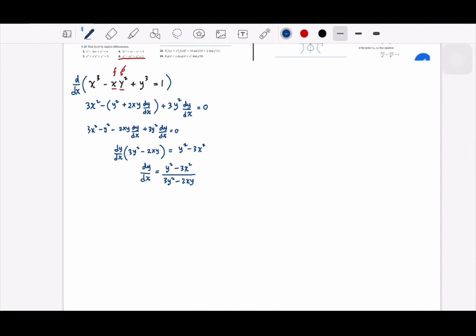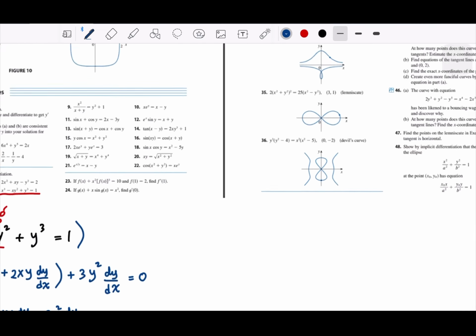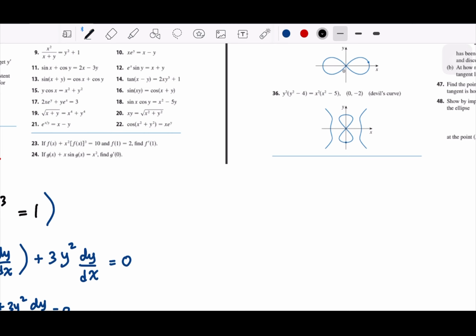Maybe number 9 I can do here. Number 9 is x squared over x plus y equals y squared plus 1.